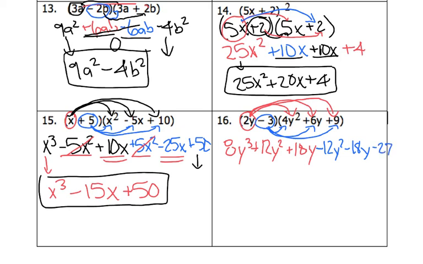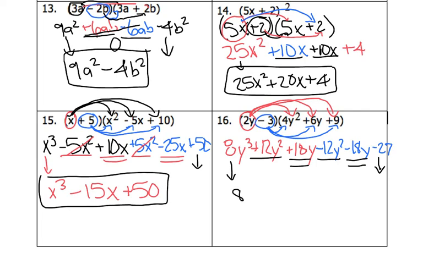All right, we're looking to see if we can combine anything. Any y cubes? Nope, just that one. So it's going to be brought down. Any y squares? Yes, 12y squared and negative 12y squared. Any y's? Yep, 18y and then negative 18y. And anything with just a plain number? Nope, just the negative 27.